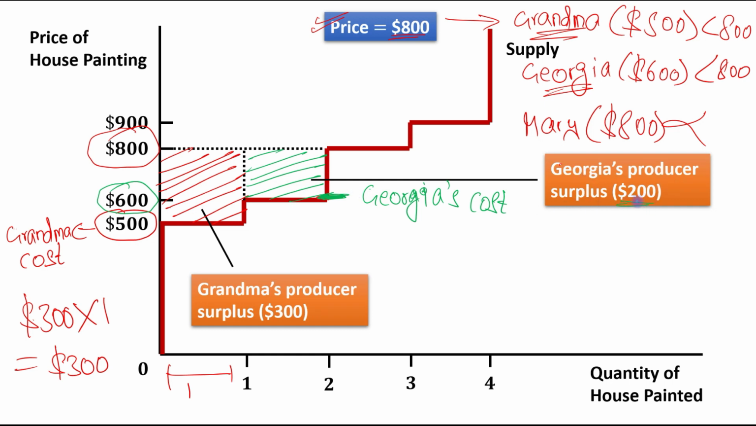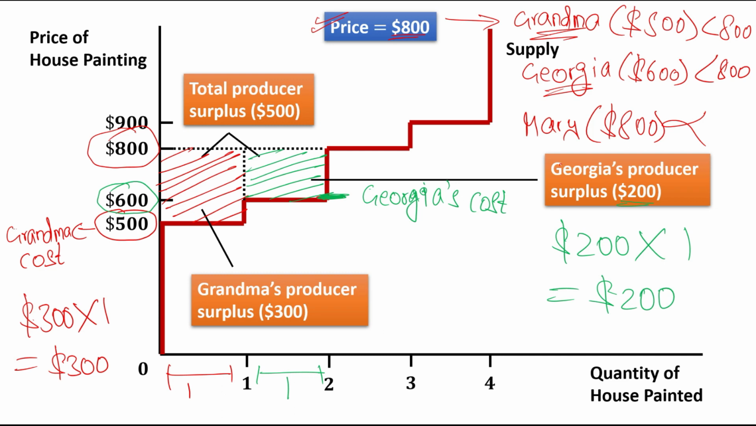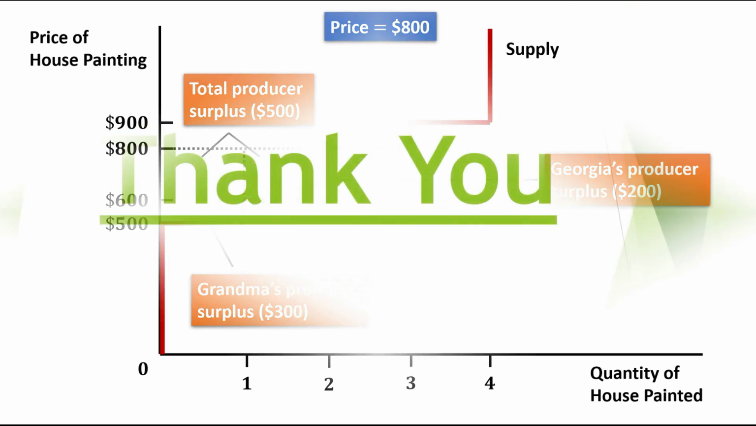We can calculate this value as this length, $800 minus $600, which is $200, multiplied by this portion, which is 1. So $200 into 1 is equal to $200. Clear? And the total producer surplus will be $500, which is $300 plus $200. Okay. Thank you.